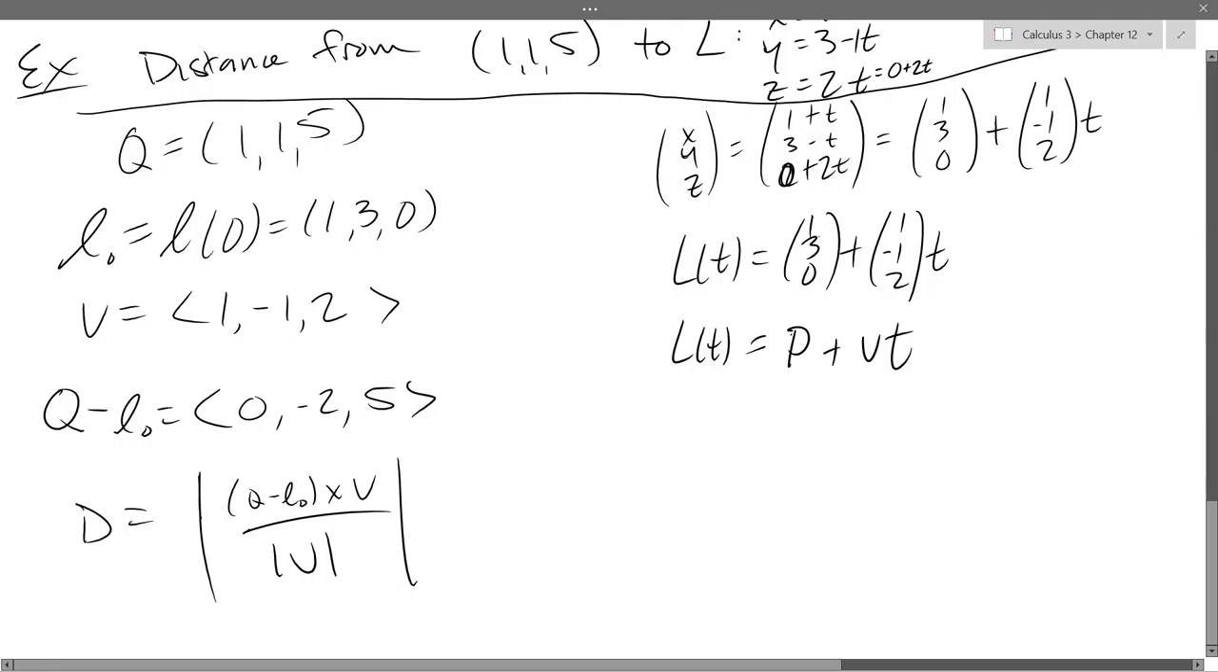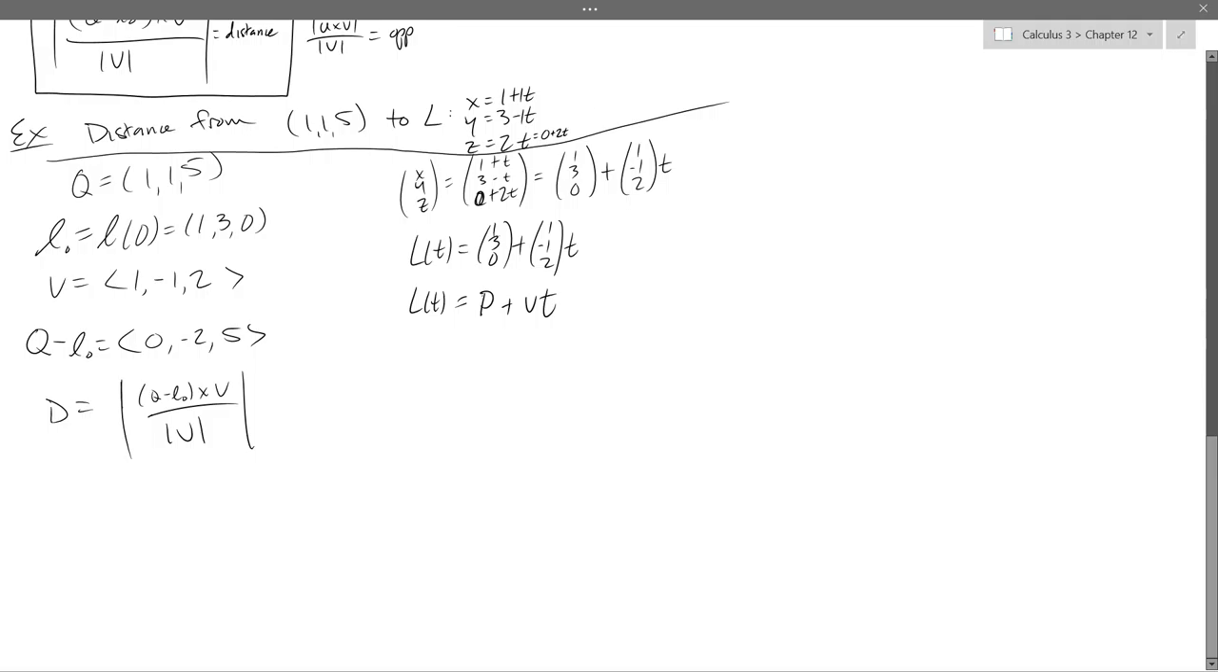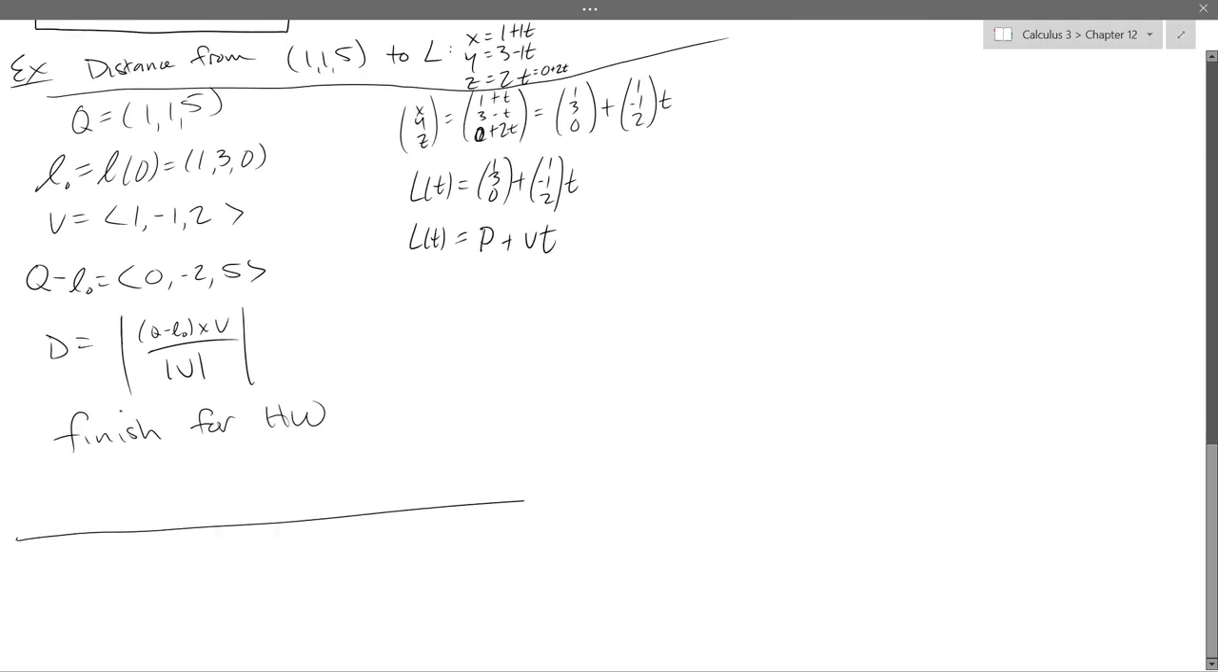So I think this is a good place to stop on this problem, because if I just do a cross product, this is just all arithmetic from here. So just do a cross product, get some magnitudes, and all that. So we'll move on to planes. So finish for homework. So I think I'll ask you the answer at the beginning of next class.